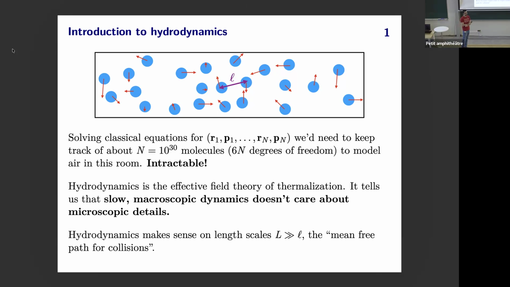So this effective field theory is pretty universal. It cares about symmetries and conservation laws, et cetera, but not the fact that we're talking about molecules in this room as opposed to potentially electrons in a solid. Of course, the downside of that universality is that hydrodynamics is not a panacea. It's an effective field theory that only makes sense on large length scales. And what do these length scales need to be large compared to? Well, they should be large compared to the mean free path between collisions.